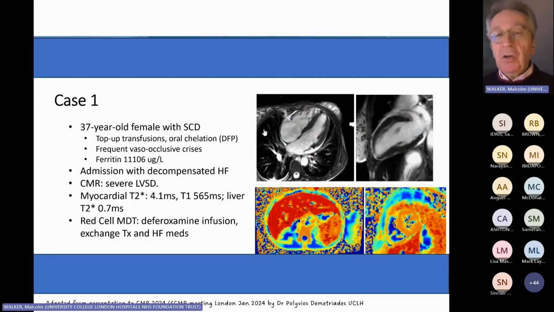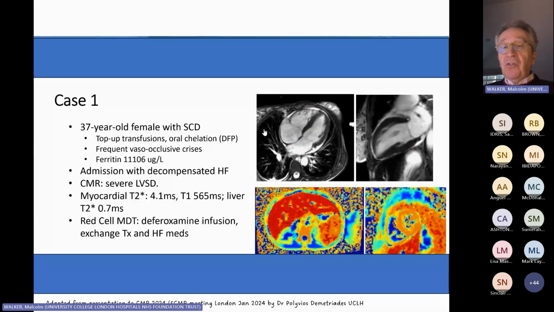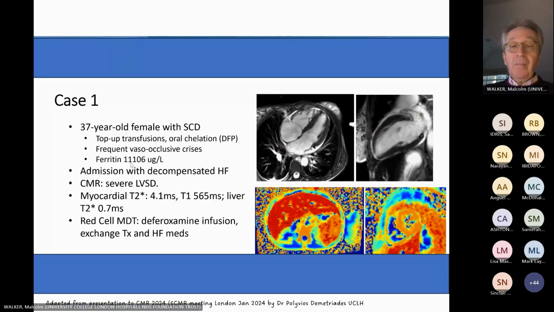Okay, this is a youngish sickle patient. She's just 37, who'd been on transfusions, not a huge amount, but because she was quite phenotypically severe, had quite a high total transfusion load, and had a very high ferritin, this is the most recent one, 11,000, and an overall trend of very high ferritins over long periods of time. And she came in with decompensated heart failure and had an MRI, as we would do in most patients if we can get it done during that admission. And we were a bit surprised.